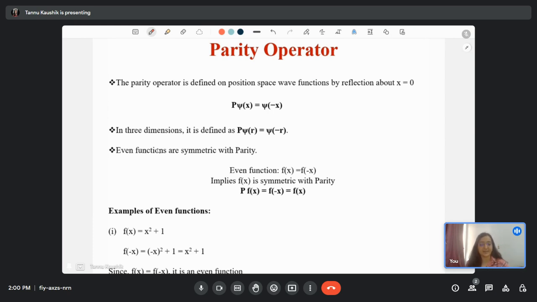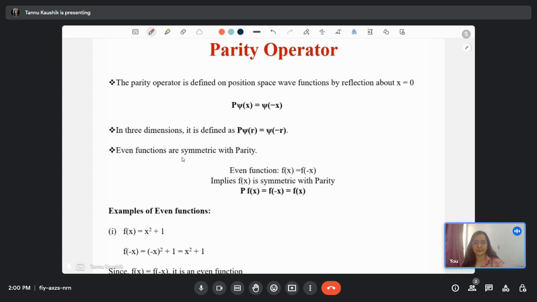What is a parity operator? The parity operator is defined on position space wave functions by reflection about x equal to 0. When you apply this parity operator on a function, you replace x with minus x, and you see if the parity operator will give an eigenvalue of +1 or -1. If it is +1, then the wave function is symmetric with respect to the parity operator, and if it is minus psi x, then it is anti-symmetric with the parity operator. So the eigenvalues will be 1 or -1.